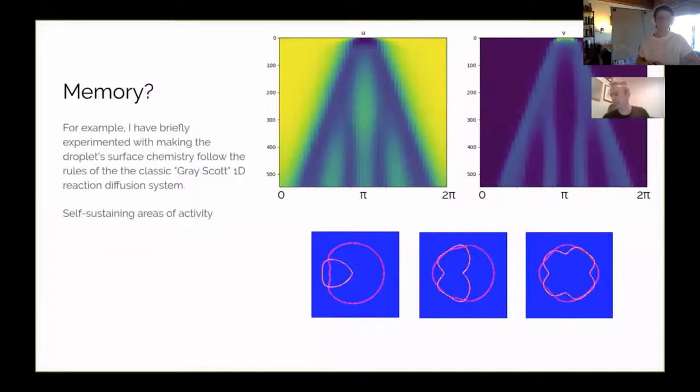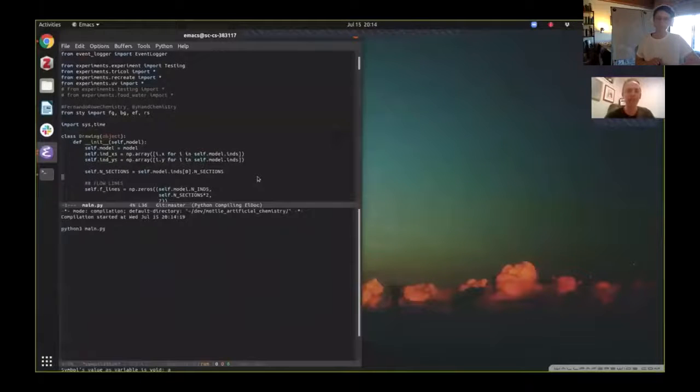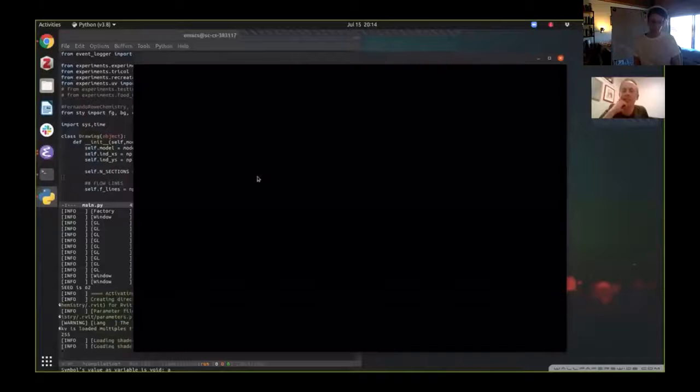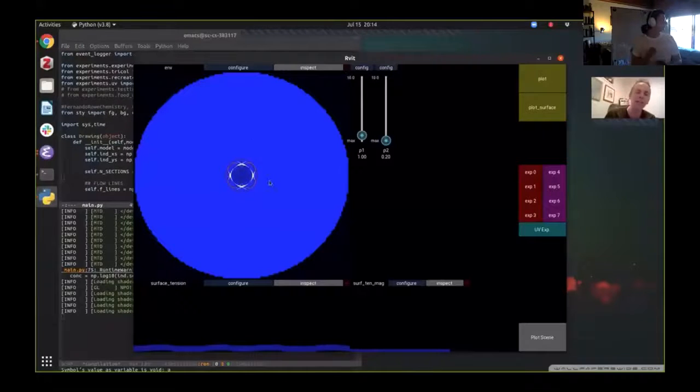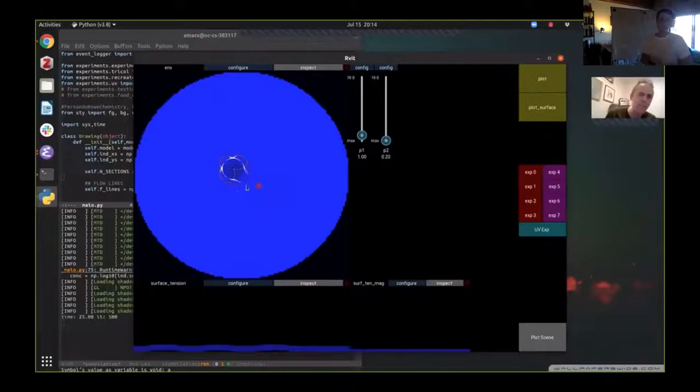I think I just have another minute, so I can show you very quickly this simulation in action, running in real time. This is a hand-designed chemistry. We've got the droplet in the middle. The blue is a petri dish with some resource around the outside. And there's the Gray-Scott one-dimensional reaction diffusion chemistry on the surface of this droplet. And I can click, similar to Nathaniel's video, and remove some resource, and this destroys part of a mechanism or part of a self-sustaining pattern of chemistry on the surface of the droplet.